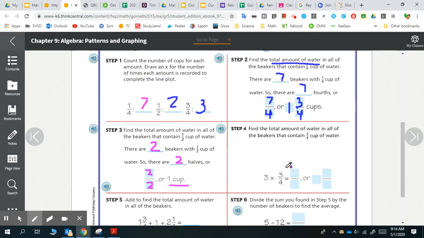And they've already done the multiplication here where they took the 3 X's times the 3/4, which would be, remember, our multiplying fractions, okay, because this would be over 1, everybody.